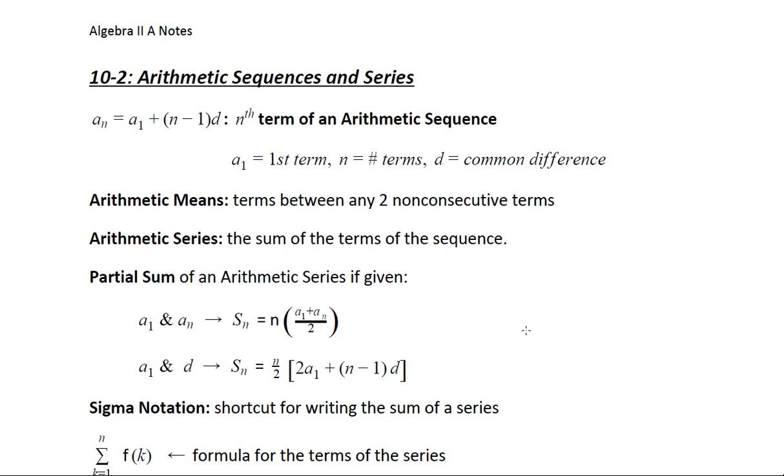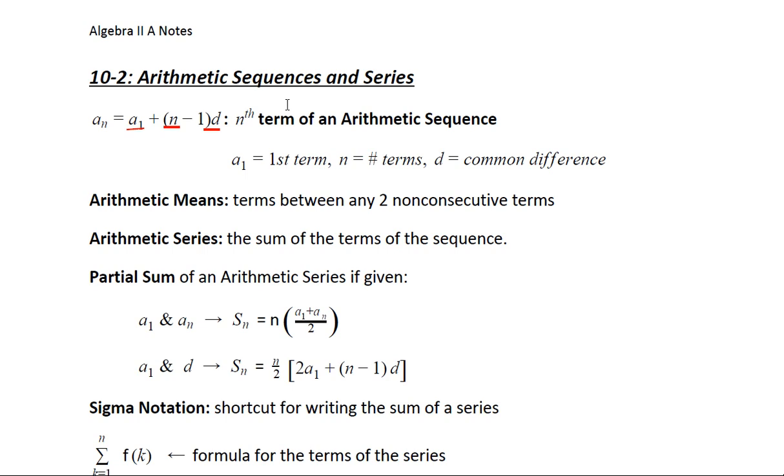This section is really mainly about some new equations. We have general forms here of the arithmetic sequence. We can write an equation for any term of an arithmetic sequence if we know the first term, A1, the number of the term that we want. So maybe if they ask you for the 10th term, you could plug in 10 to this equation and find out what that would be. And D, which is your common difference.